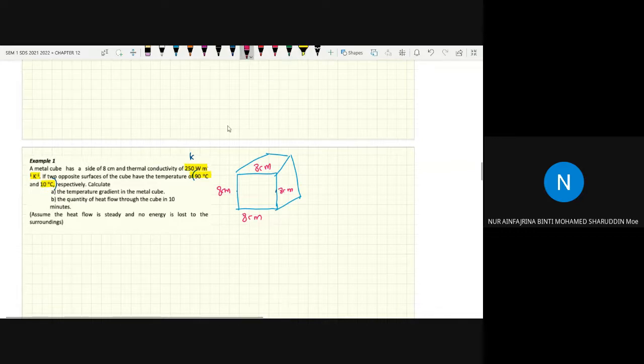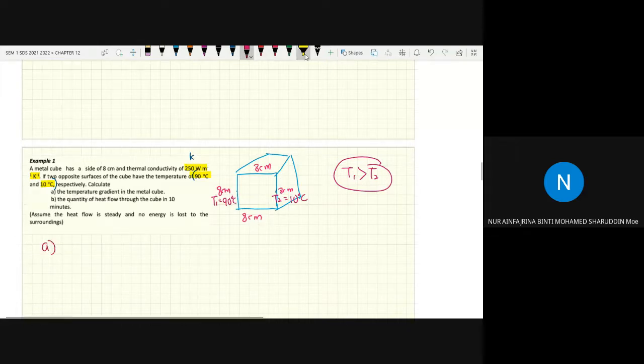So maksudnya, T1 dia contohnya adalah 90 degree Celsius and T2 dia adalah 10 degree Celsius. Kenapa Miss tahu T1 adalah 90 degree Celsius? Sebab awak kena ingat T1 is always greater than T2. This is the concept. Calculate the temperature gradient in the metal cube.